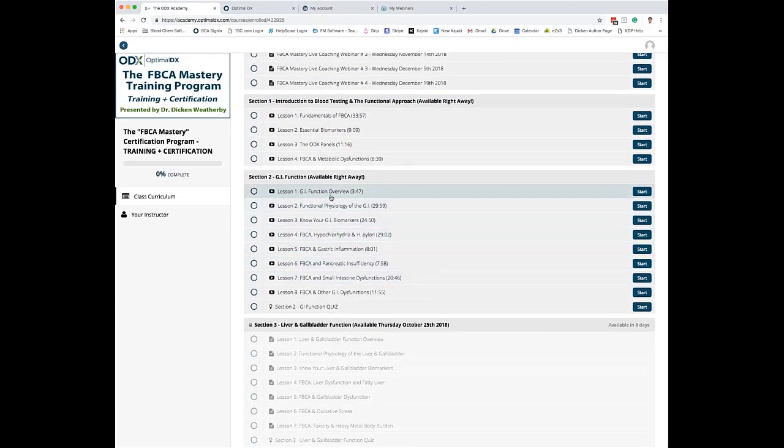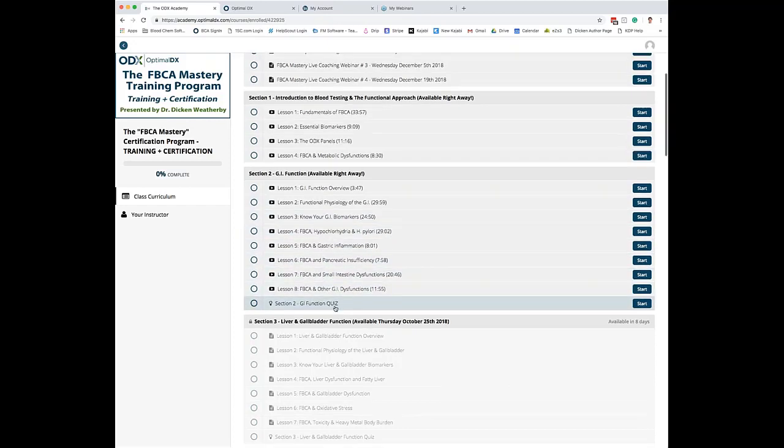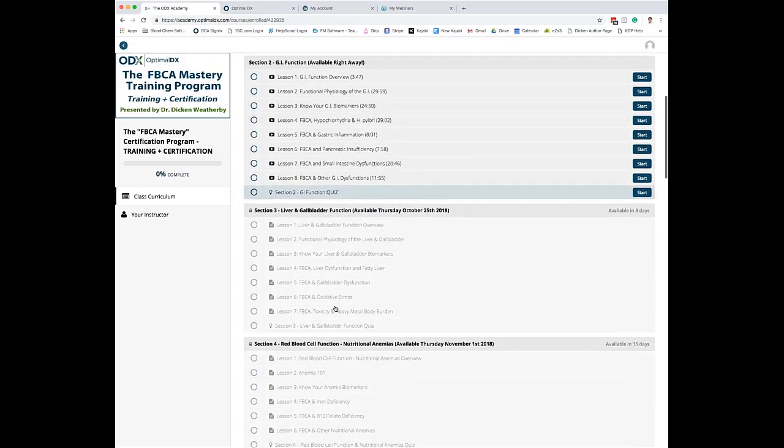And this is basically how we split things up. We do a little functional overview. I'm going to do some functional physiology, or looking at dysfunctions. Then I'm going to do my GI biomarkers. I'm going to go through all the biomarkers and talk about them and why they are the way they are. And then we go into the dysfunctions. And then for those of you in certification, we have a little quiz. And this gives you a sense of what's coming up.